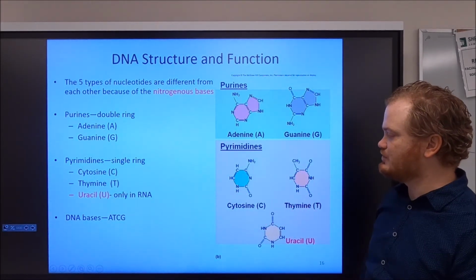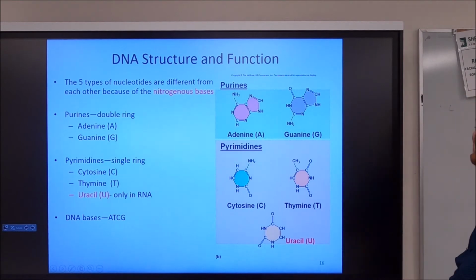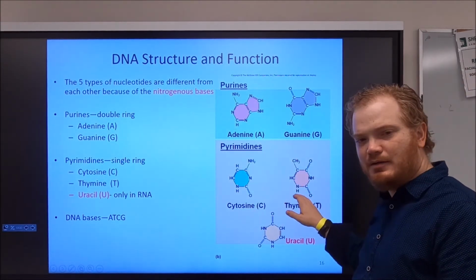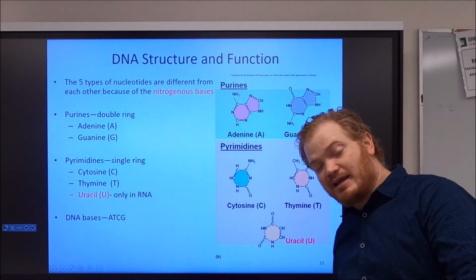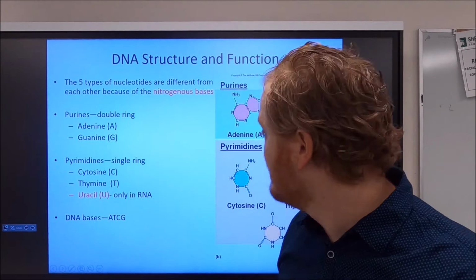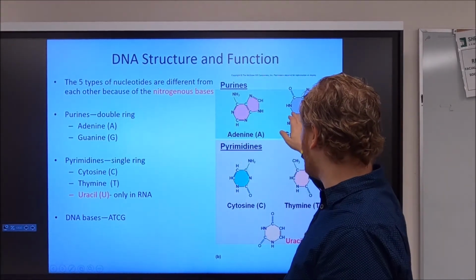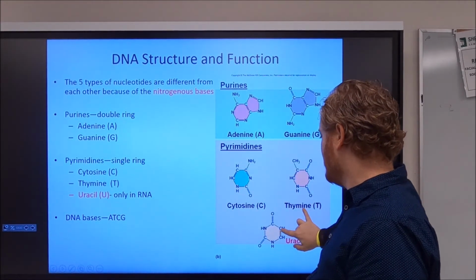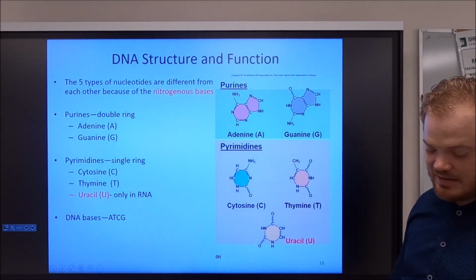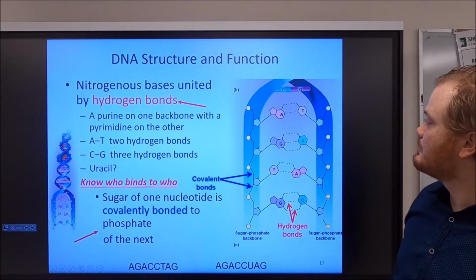Cytosine, thymine, and uracil. Now, in DNA, we use adenine, guanine, cytosine, and thymine. In RNA, which is ribonucleic acid, which we'll be learning about here in just a second, it will use adenine, guanine, cytosine, and uracil. So thymine is in DNA, uracil is in RNA.